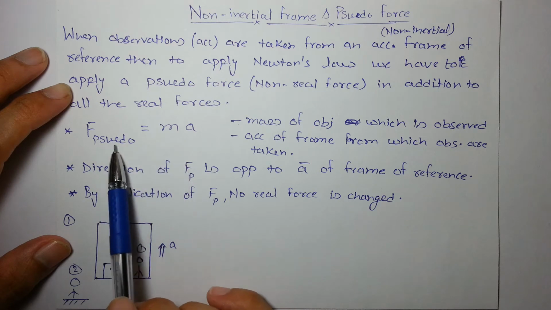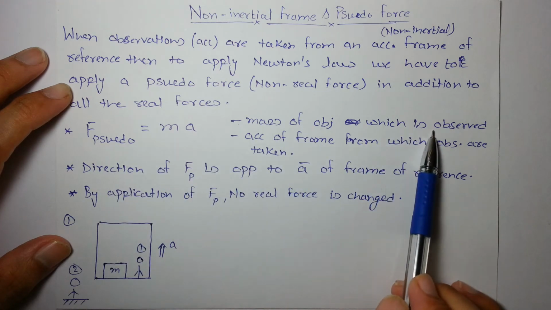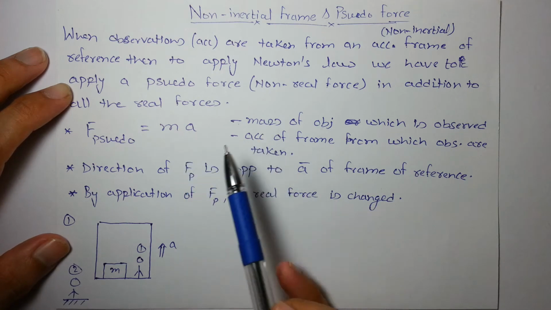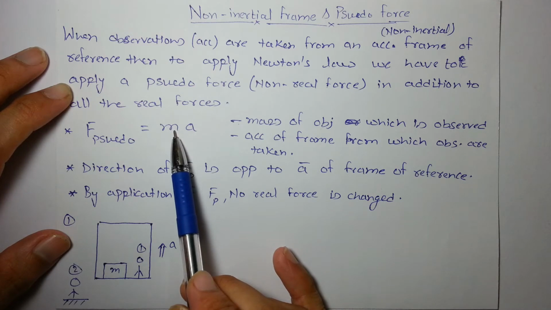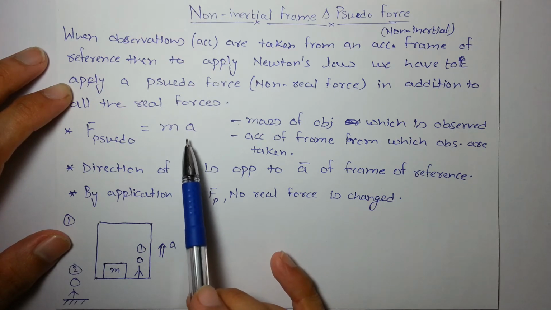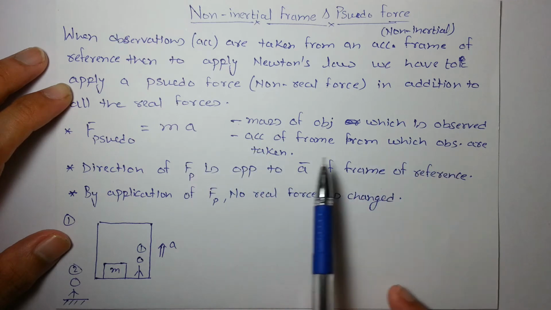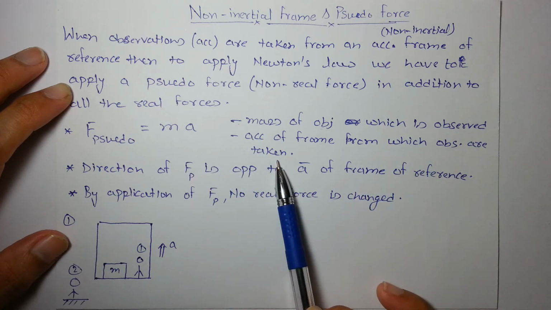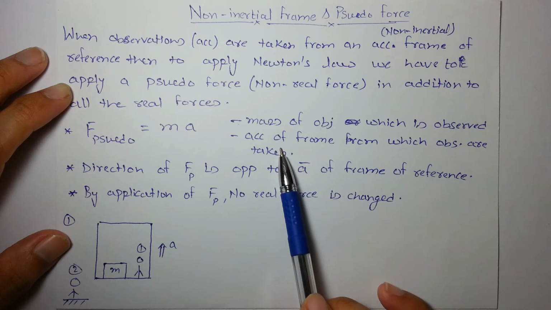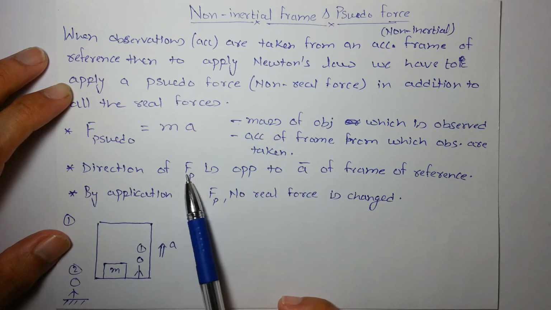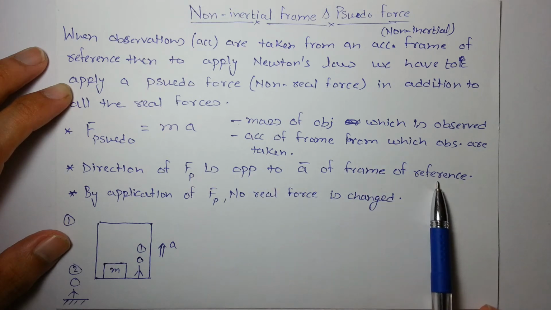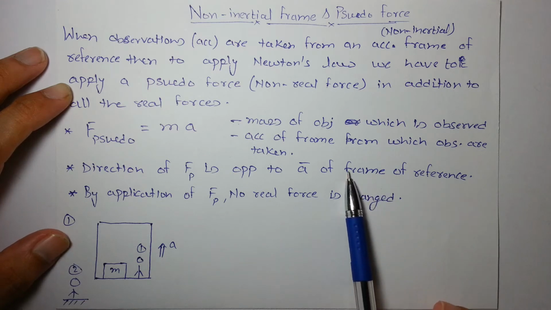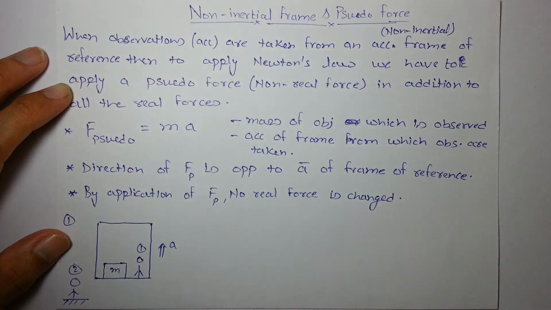What is the magnitude of pseudo force? It is the mass of the object which is observed, like mass of the block, mass of the car, or mass of the person who is being observed, times the acceleration of the frame from which observations are taken. The direction of pseudo force is opposite to the direction of acceleration of the frame of reference. Let's say the reference frame is moving upward, so the pseudo force applied by it will be in the downward direction.